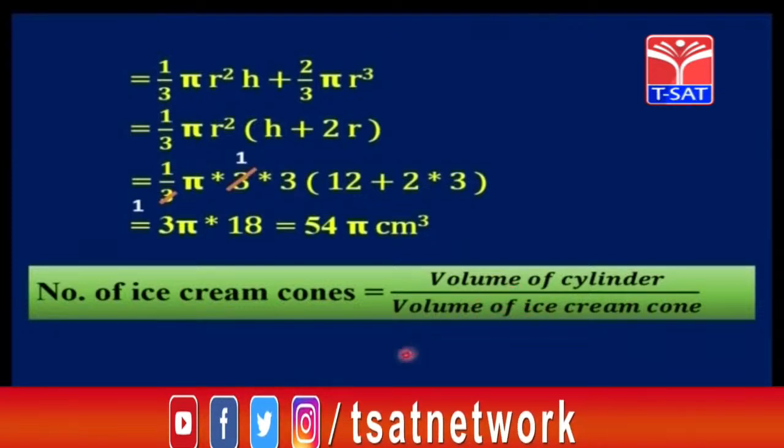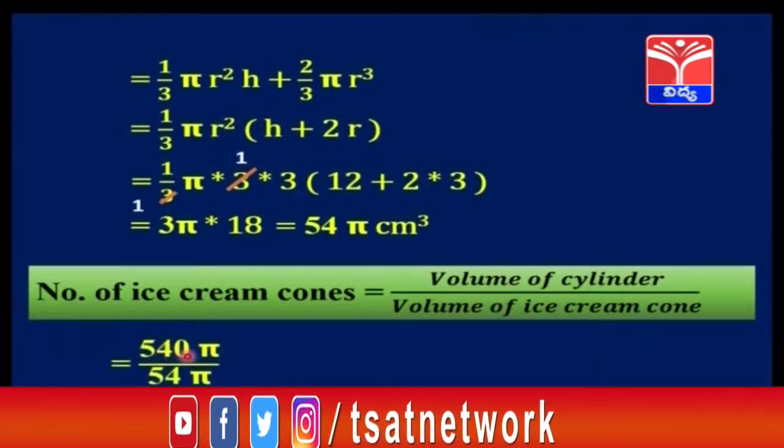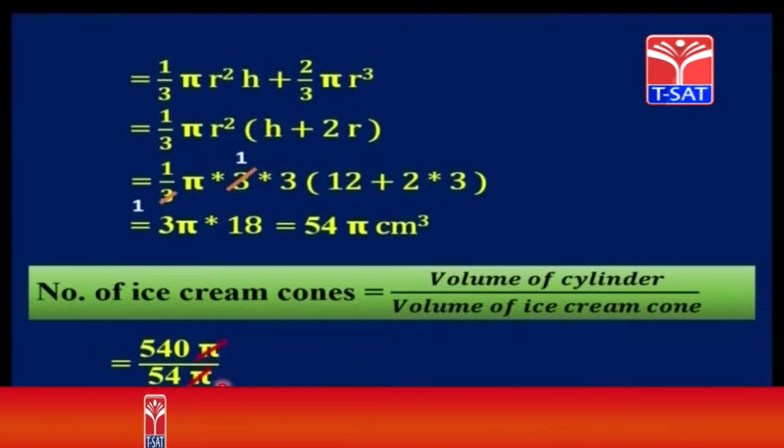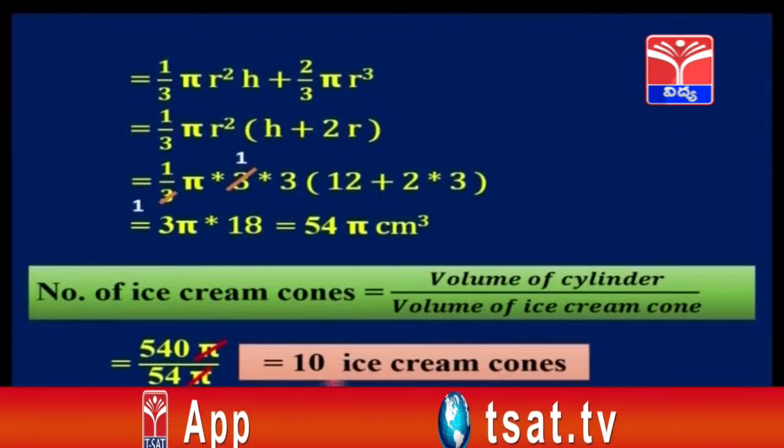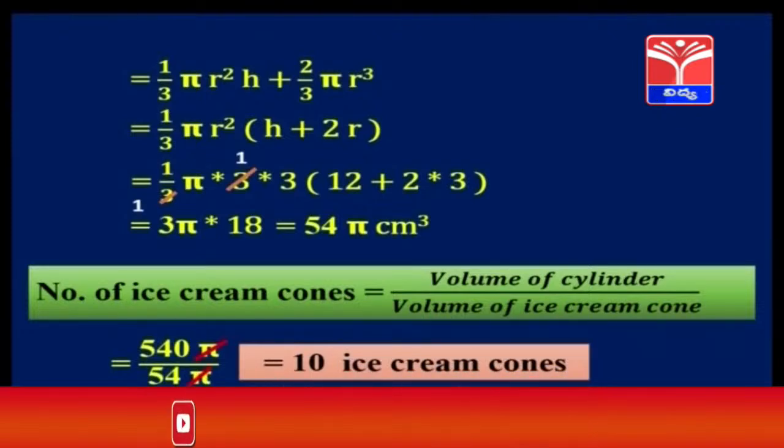So substitute the values. 540 pi by 54 pi. Pi gets cancelled. 54 ones are 54, tens are 540. So 10 ice cream cones are required to make the ice cream container empty.